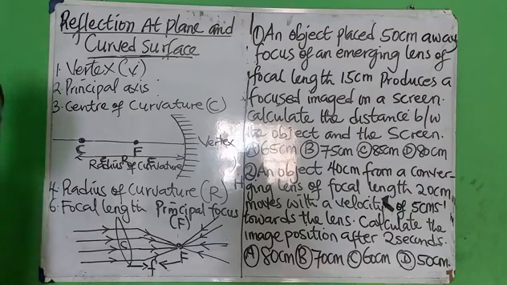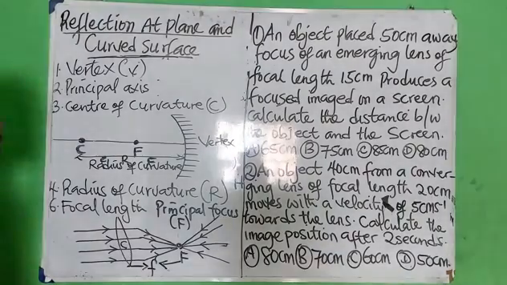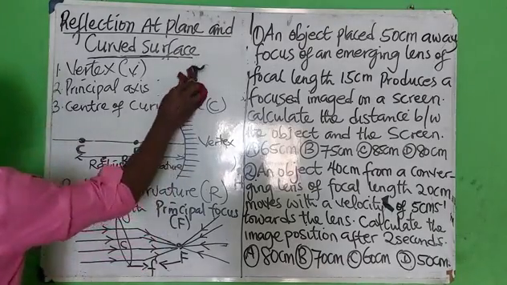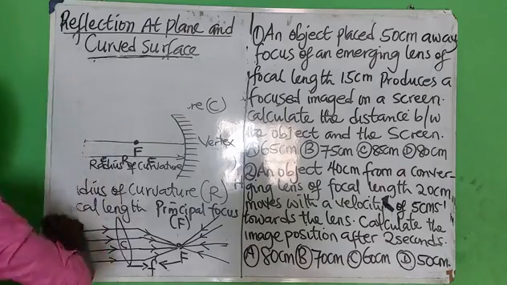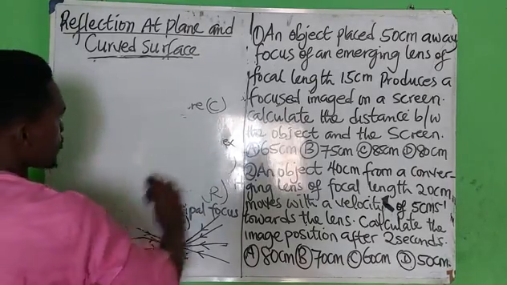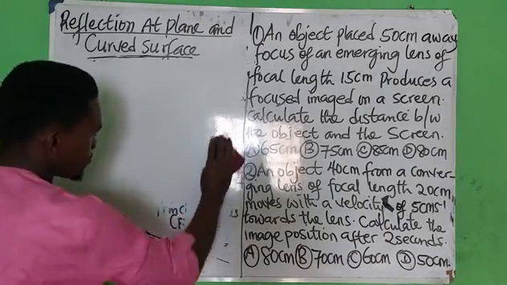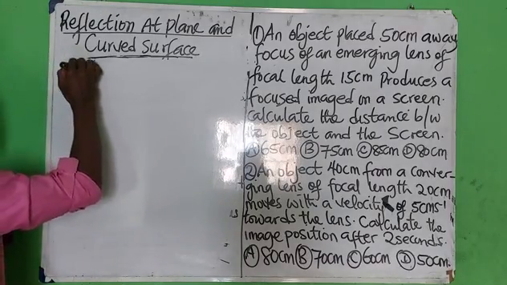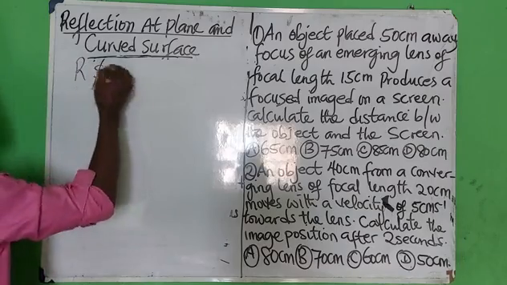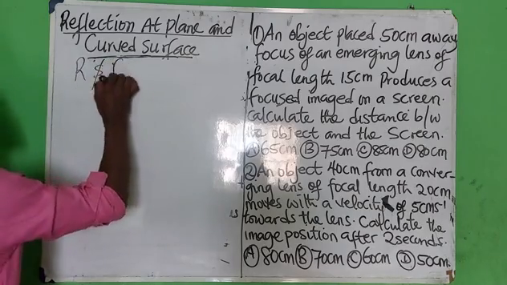I believe it's clear enough, isn't it? So let us look at the relationship between radius of curvature and focal length, which is f.